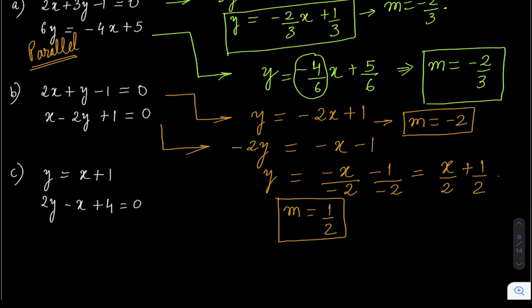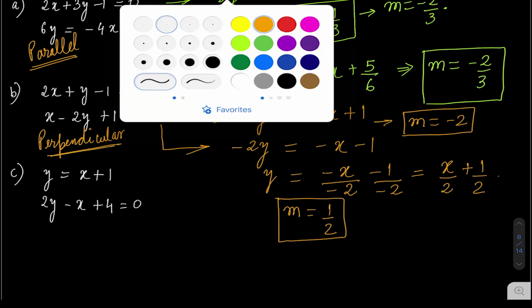Now as you can see, gradient of 1 is negative reciprocal of the other gradient, or you can say if you multiply them, so 1 by 2 times -2 is -1. So if the product of gradients is -1, then the lines are perpendicular. So we can say these lines are perpendicular.